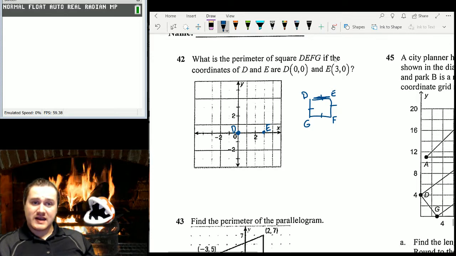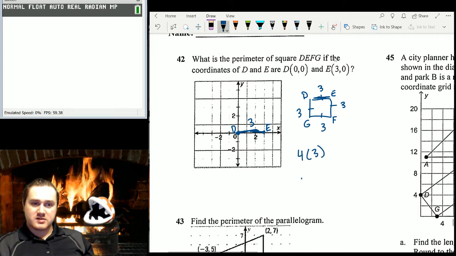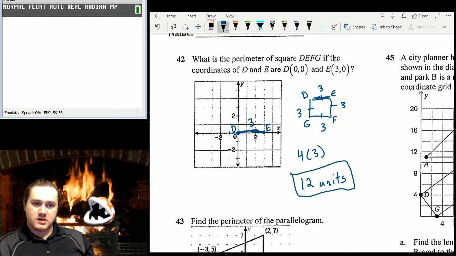Perimeter is just adding up those sides. If I go from D to E, I just go 1, 2, 3 spaces. So that means this is 3, this is 3, this is 3, this is 3. Easiest way is 4 times 3. Total is 12 units. Again, it's fairly straightforward, just has those values.